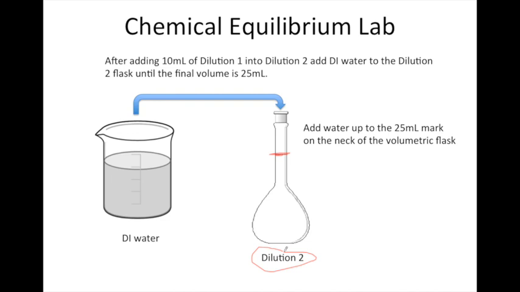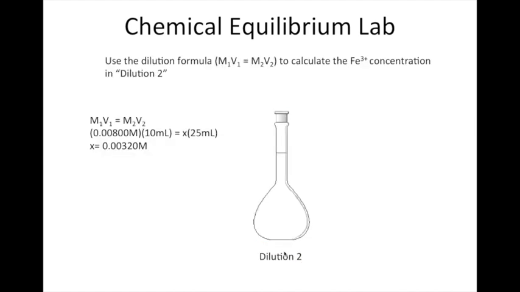So let's calculate the molarity of dilution 2. Again, use the same formula, but our M1 here is not the stock. We did not use the stock, we used dilution 1. So let's use the molarity of dilution 1. We took 10 milliliters of dilution 1, put it into dilution 2, and our final volume was 25 mils. So solve for X, and that gives us the molarity of dilution 2.